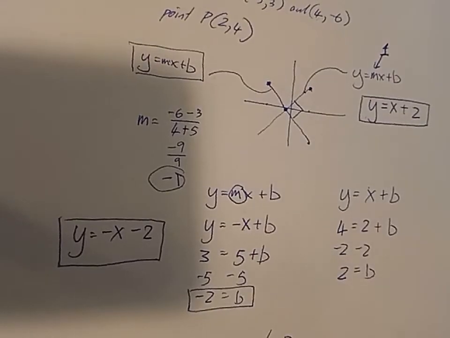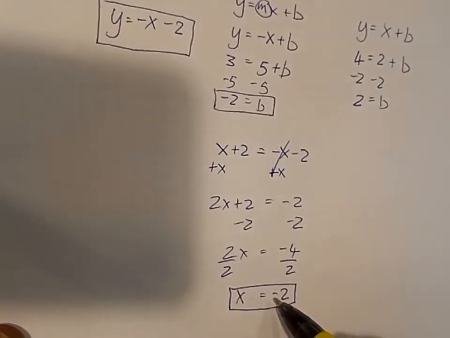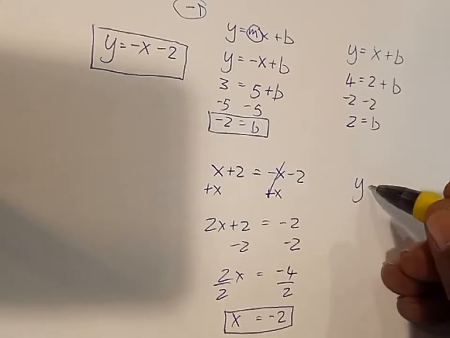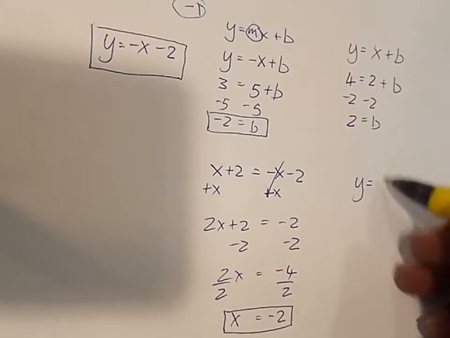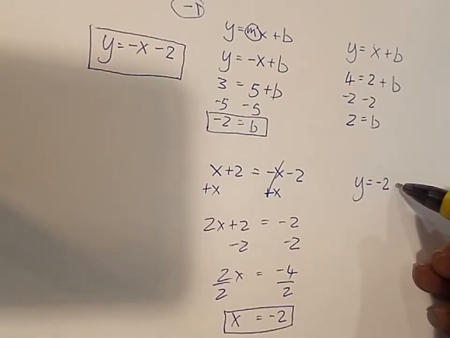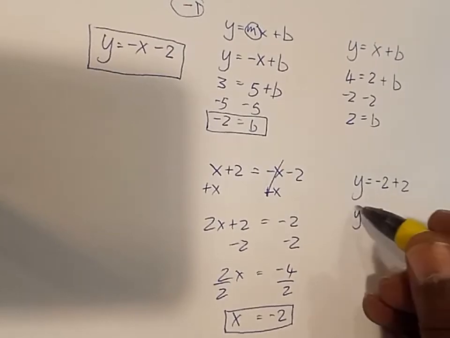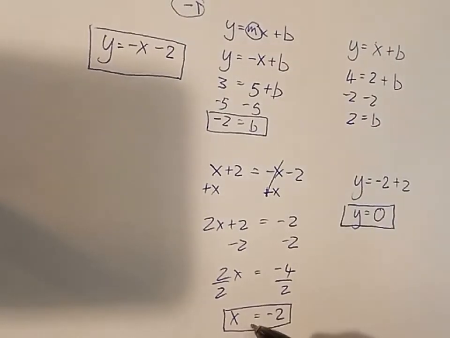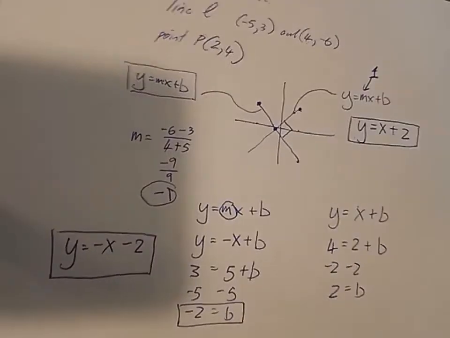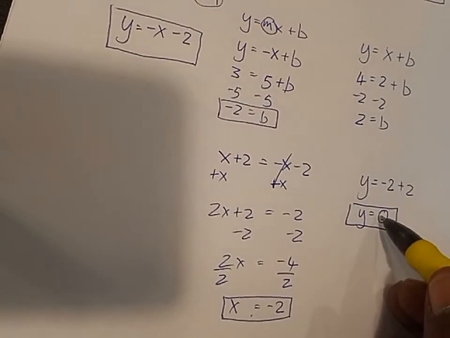The next step is to solve for the y value, plugging this x in any equation. So let's use this equation, the second line. Y is equal to, x is replaced by negative 2 to find out what the y value is. Negative 2 plus 2. So the y value is equal to 0. Here's what we've just found. We've found the coordinates of the point of intersection. The coordinates of the point of intersection are negative 2, 0.